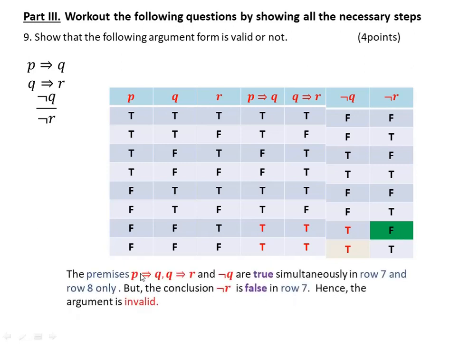Like this. The premises P implies Q, Q implies R, and the negation Q are true simultaneously in row 7 and row 8 here. But the conclusion, which is negation R, is false in row 7. Hence, the given argument is invalid. We can check this validity using the formal method, using inference rules, or using formal definitions.